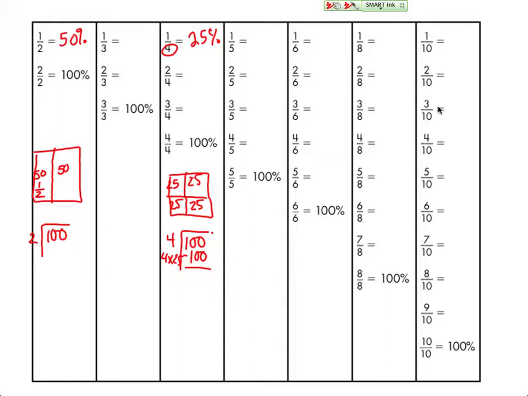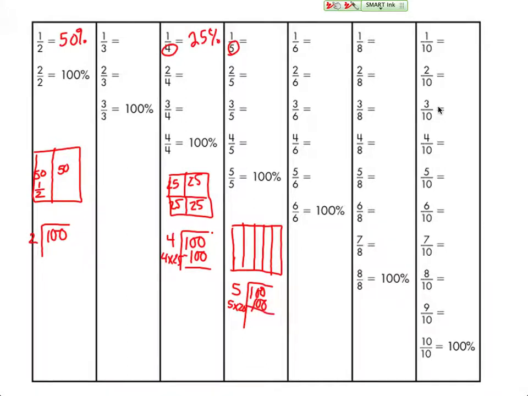1/5. The bottom number tells me how many equal parts I need to divide my fraction into. Here's my whole. How many equal parts do I need to divide the whole into if we're looking at a fifth? Kaden? 5 equal parts, because the 5 tells me to divide it into 5 equal parts. So here's 1, 2, 3, 4, 5. And if the whole thing is worth 100%, and I divide it by 5, 5 times what will get me to 100? Kennedy? 20. So 5 times 20 equals 100.